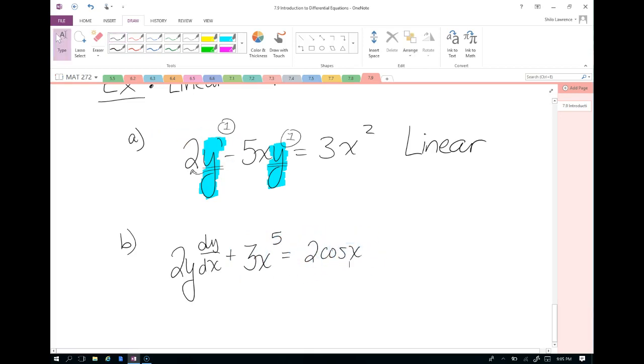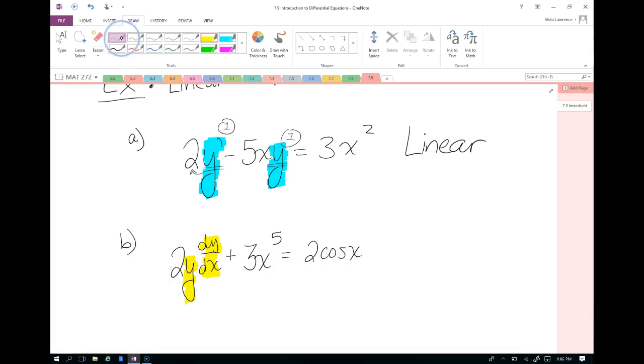Our next example, 2y dy/dx plus 3x to the 5th equals 2 cosine x. Now we do not care about the x's at all. The x is the independent variable. And to decide linear, all we care about is the dependent variable. So go through and find all forms of your dependent variable. So I've got a y, I've got the derivative of y, and those are my only y's in the problem.